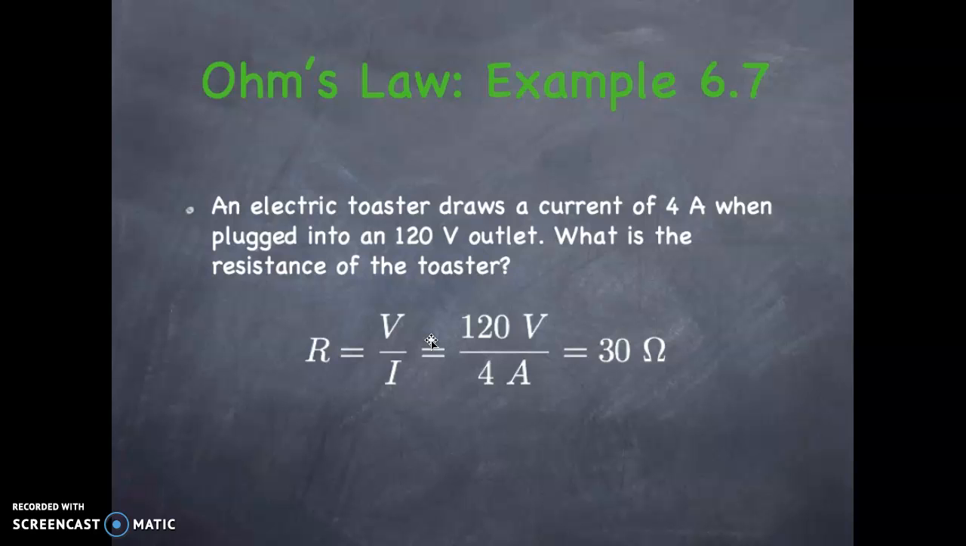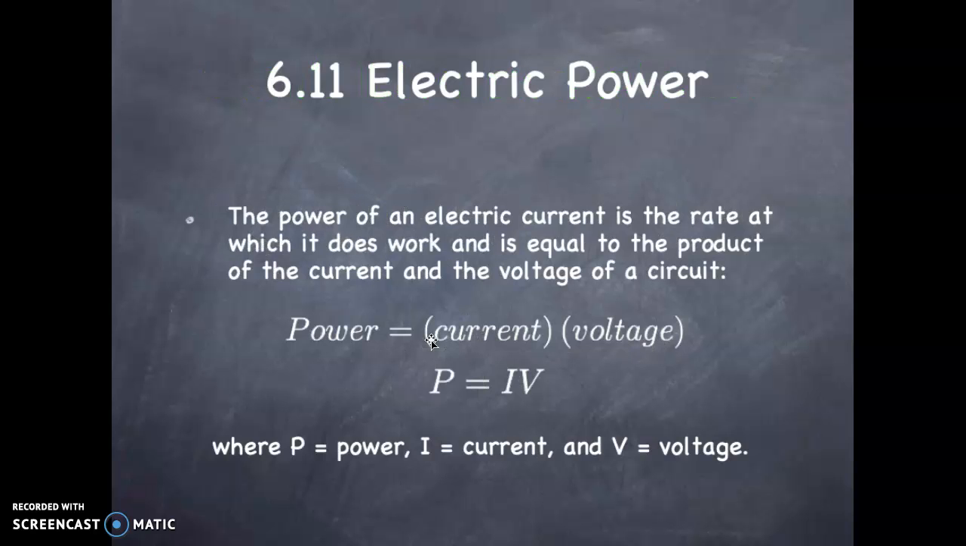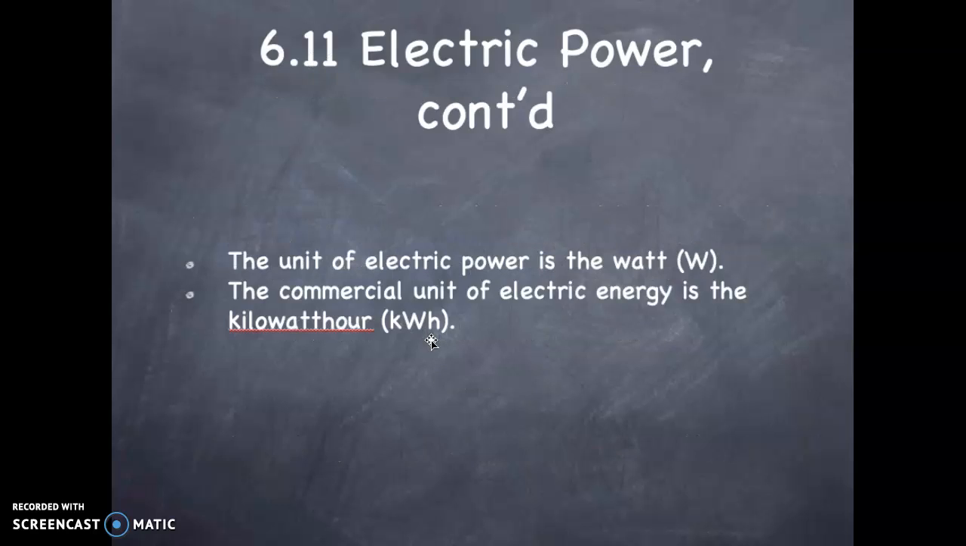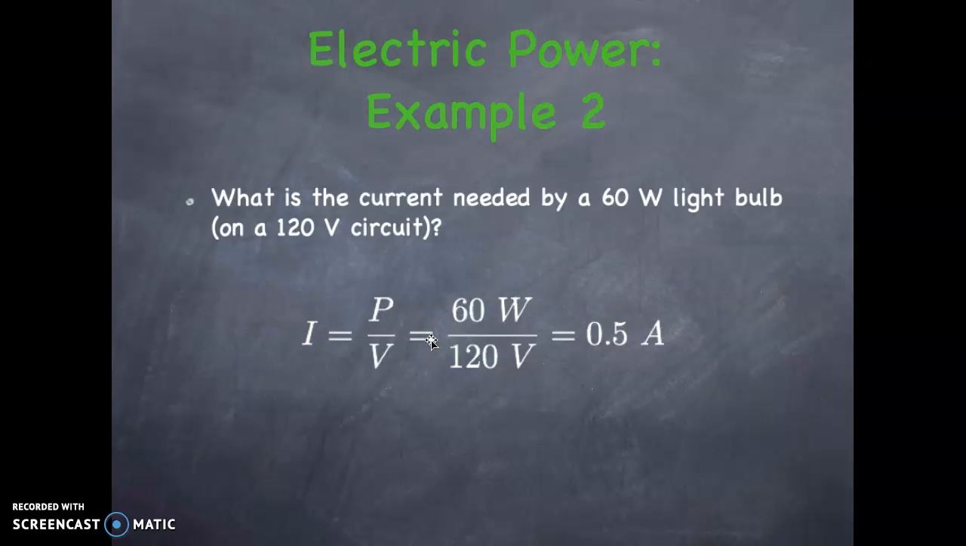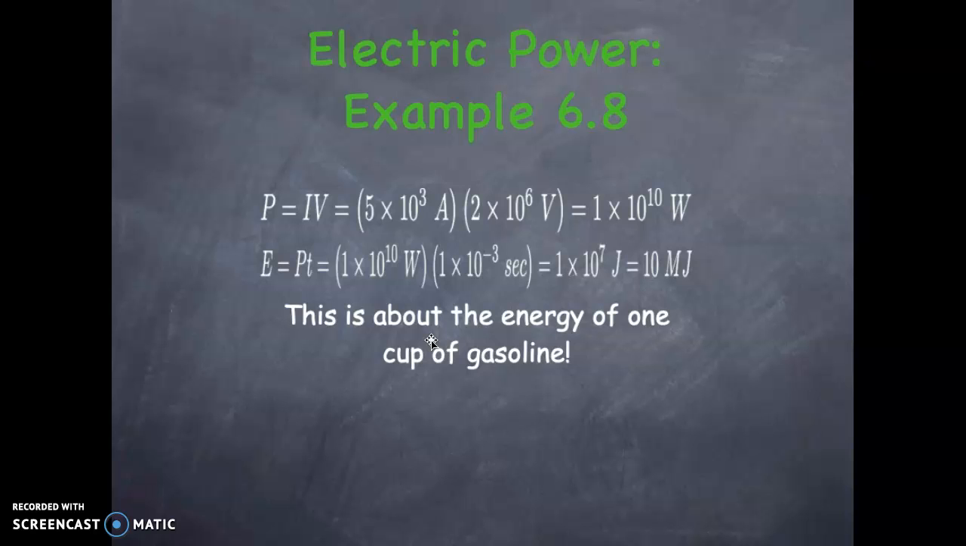Another example here. Power then is current times voltage, and you can have that type of example shown here as well. What is the greatest power allowed through a 15 amp circuit breaker? And so it's 15 amps times 120 volts, 1.8 kilowatts in that case. And we illustrate here a method of calculation.